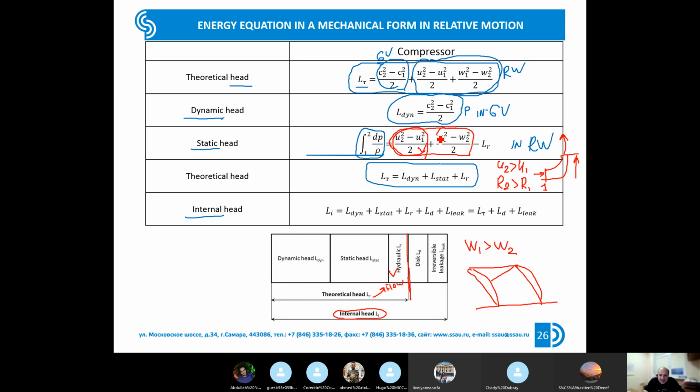To use this term for increasing pressure, you need to break the flow. And how to break the flow? You need to use a divergent channel. Is it okay? Yes, it's clear. Thank you. We will repeat it when we speak about the principle of operation of the compressor stage and the turbine stage.